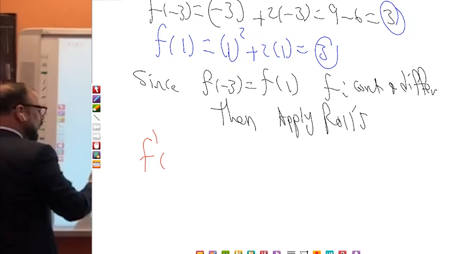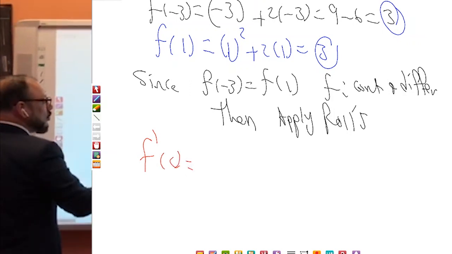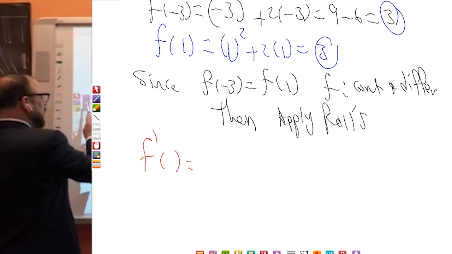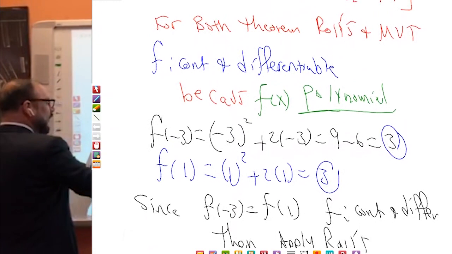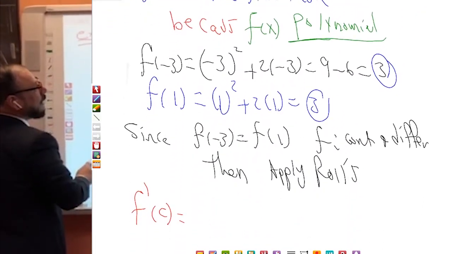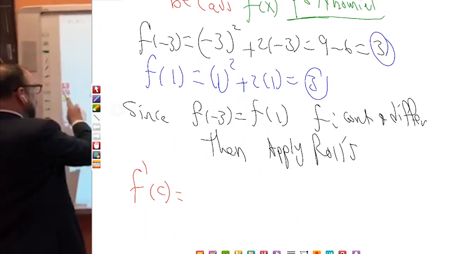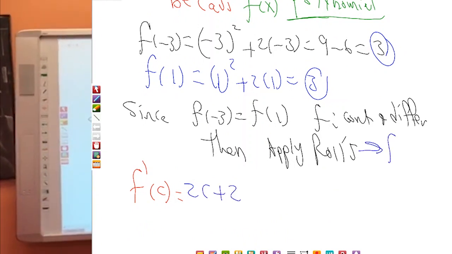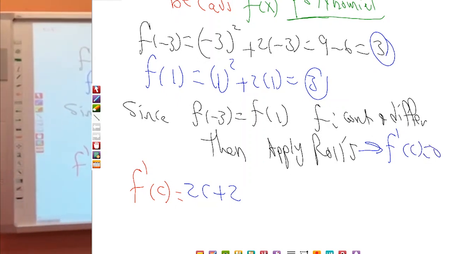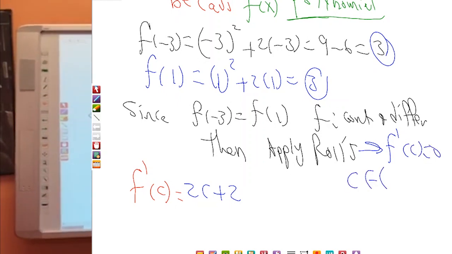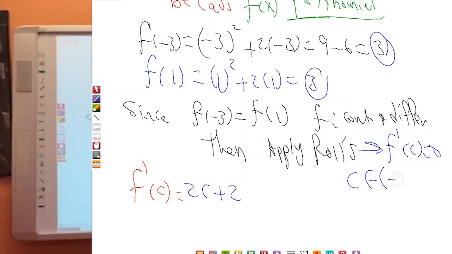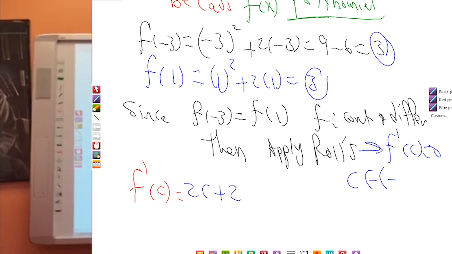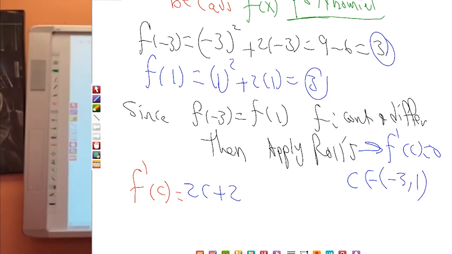How we apply it: we find f prime of c, which is, you derive the function, but you change x to c. My function is x squared plus 2x, so the derivative is 2c plus 2. Rolle's theorem means f prime of c equals 0, and c belongs to my interval negative 3 and 1, right? Good job, Ismail.